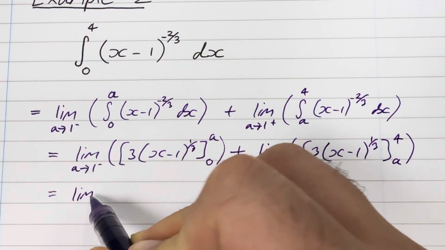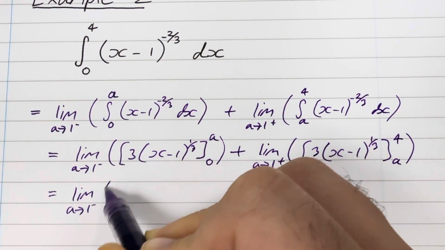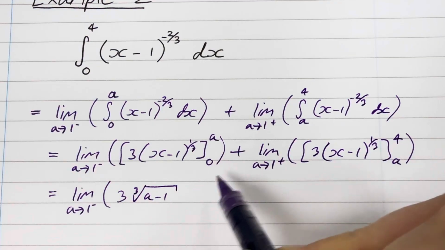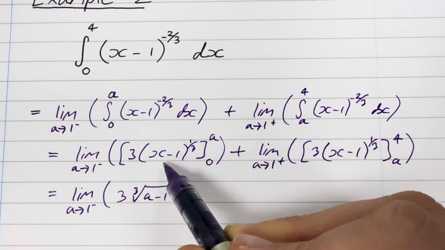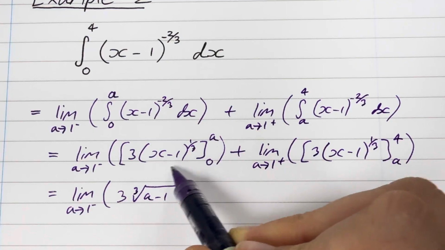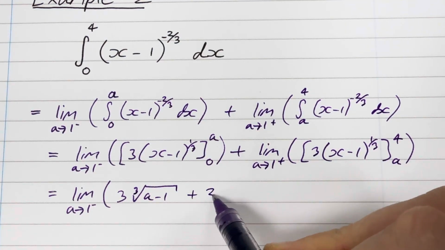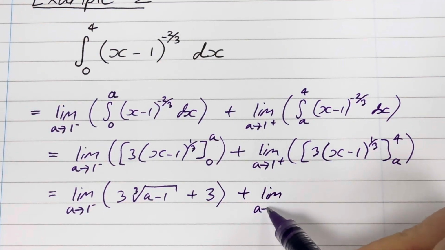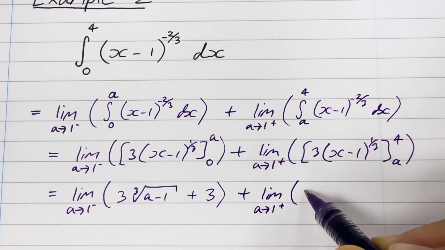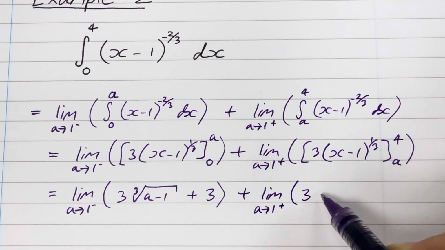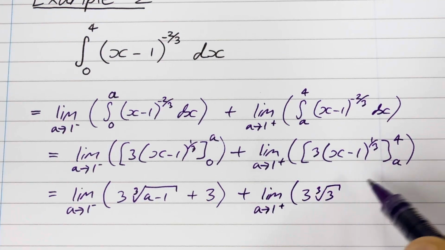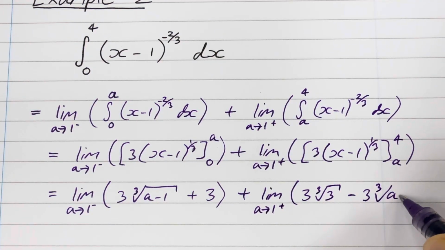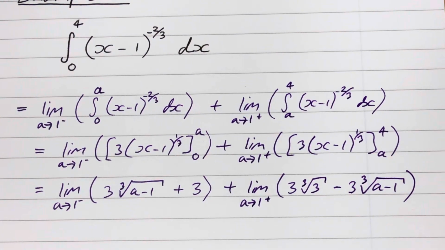So it's going to be equal to the limit as a tends to 1 from below of, upper limit in there is 3 times the cube root of a minus 1. Plug in x is 0, I'm going to get minus 1 cube rooted, which is minus 1, times 3, but I'm subtracting it, so it's going to be plus 3. And then do the same thing here. That's the limit as a tends to 1 from above of 3 times the cube root of 3. And then plug in a, it's going to be subtract 3 times the cube root of a minus 1. Okay, so that's what we get.